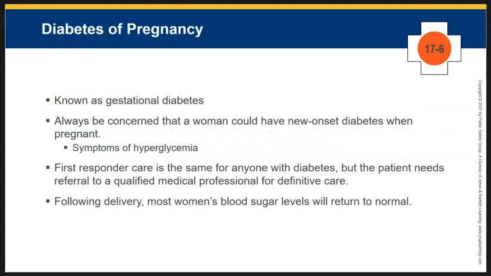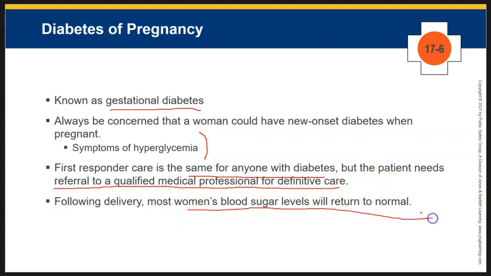The last condition to consider is gestational diabetes. Always be concerned that gestational diabetes could be occurring when a woman is pregnant, and they might present with symptoms of hyperglycemia, polydipsia, polyuria, and so on. Our care is going to be the same as for anyone who has diabetes, but we need to make sure that we refer the patient to a qualified medical professional. Follow-up care is going to be critical. After delivery, the woman's blood sugar levels will return to normal.